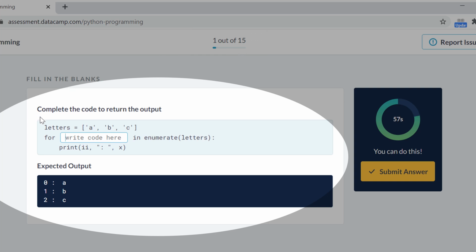And here, you can read, complete the code to return the output. That means you have to complete this space, write code here to get this output here: 0 to A, 1 to B, and 2 to C. That means you have to write this loop here to read these letters and get this output here.